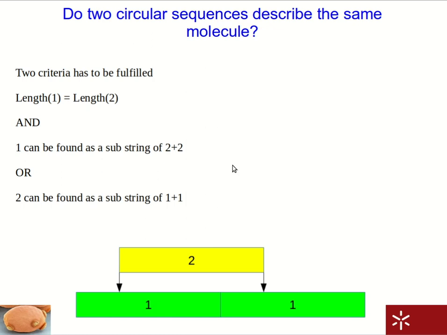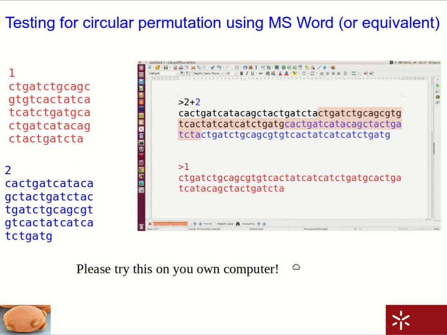If you don't understand this, think a little bit about it, and I think it will be clear. You can actually test this on your computer without using any kind of DNA editor or special software. If you open up your Microsoft Word and then you take this sequence, for instance, sequence 2, and add the sequence to each other twice, and then you take the sequence 1 and make a find inside the document, you will find this sequence inside the 2 plus 2 sequence. And this means that these two sequences are representations of the same circular DNA molecule. You should try this if you can.